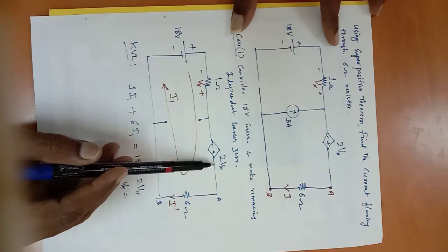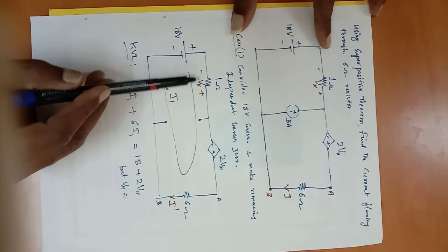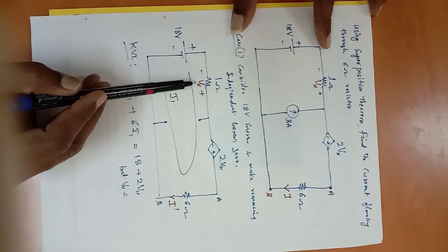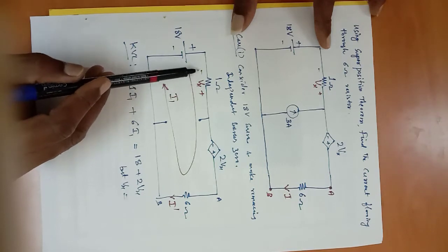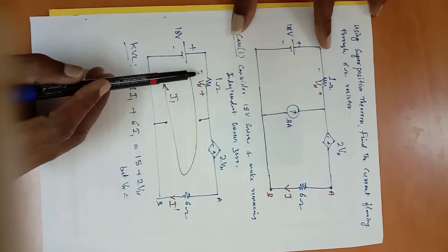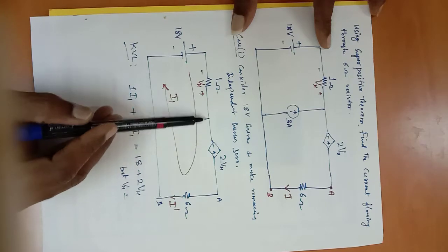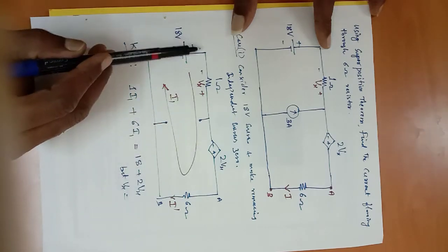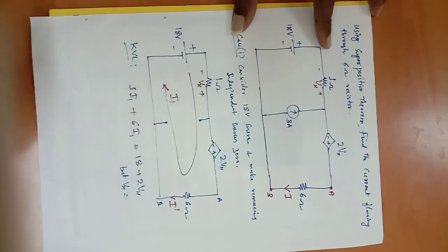So for this dependent variable Vx, the voltage drop across the 1 ohm resistor is Vx. I want the polarity for this Vx as left minus, right plus. So to get this negative, this positive, the current should flow like this. When the current flows from higher potential to lower potential, we say that it is a voltage drop.